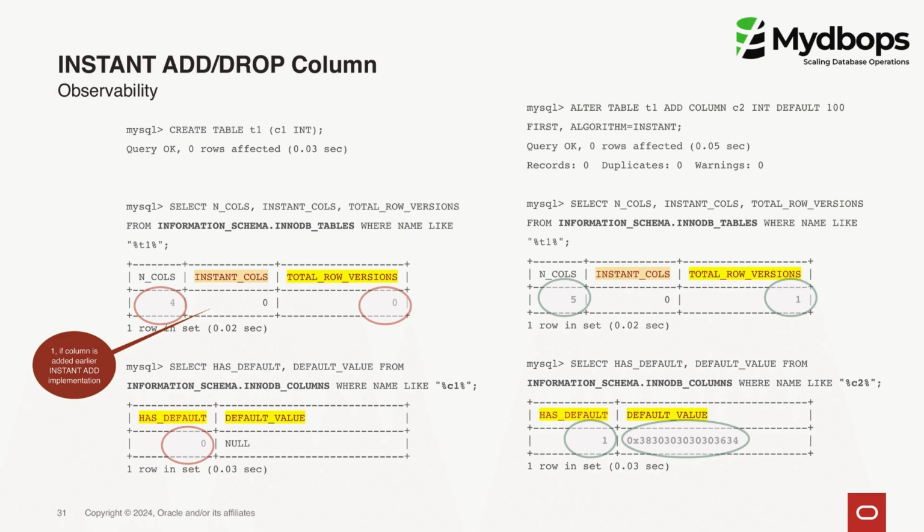Now what I did is I did an add column C2 with a default value of something as the first column. Now if you see, the n cols has become 5, which is correct. Total row version has bumped to 1. And it has a default value because it is added instantly, and this is the default value of this column. So this default value is encoded internally, which is decoded when we fetch this row.